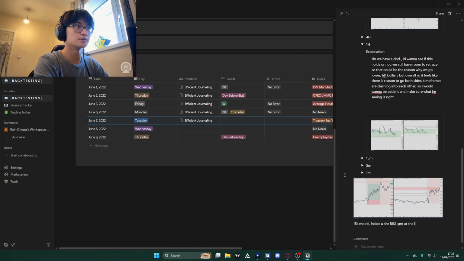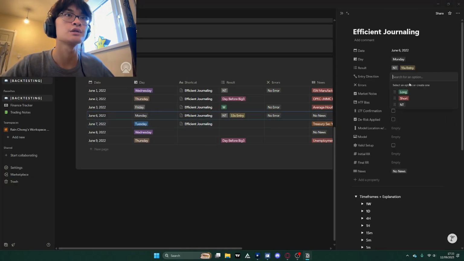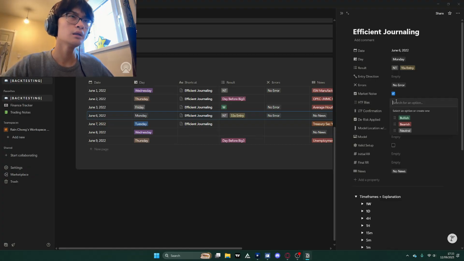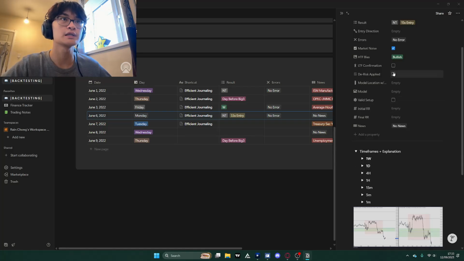SMT at lows. Beautiful. I also kind of forgot to do this. Entry direction was long. Oh wait, I didn't enter. Errors? No errors. Market noise? No market noise. Actually, yeah, there was market noise there. High time frame bias is bullish. Low time frame confirmation. The model location was in discount.